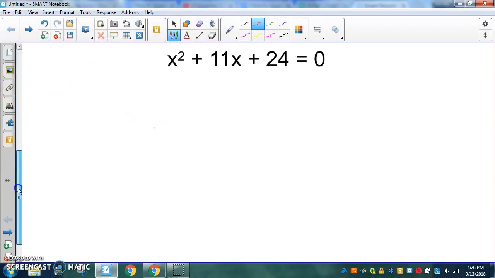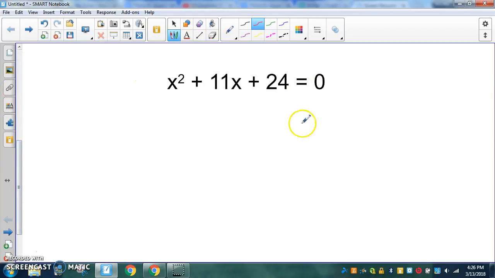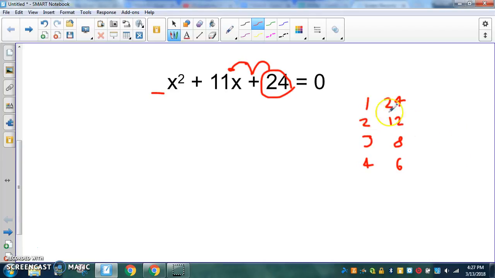Let's take a look at one that's not factored for us. Just to review factoring, as long as there's no number in front, you can always ask yourself factors of the last term that do this operation to the middle term. So factors of 24 that add to 11. Well, let's write down some factors of 24. 1 and 24, 2 and 12, 3 and 8, 4 and 6. Think, do any of these pairs add to 11?